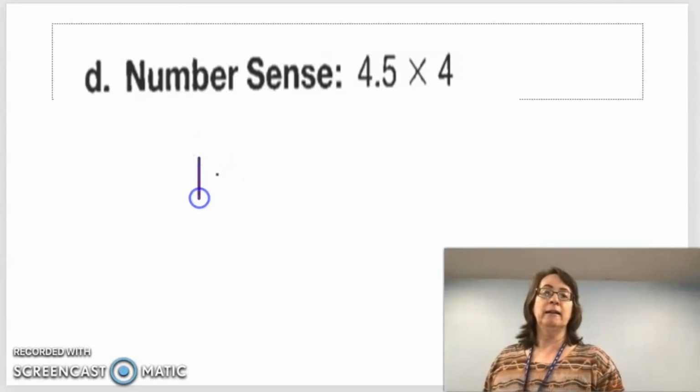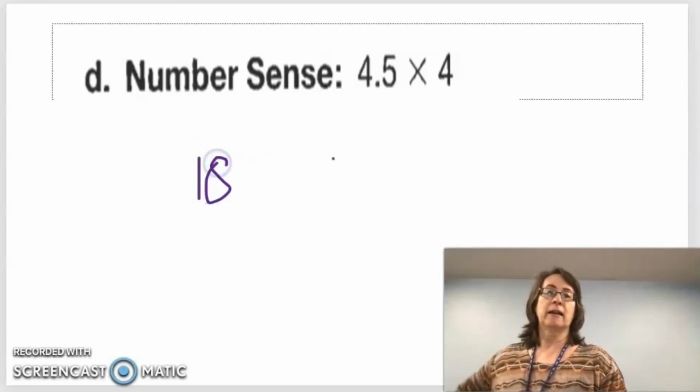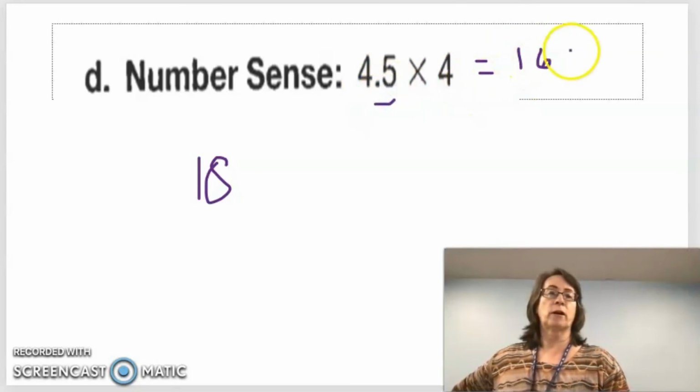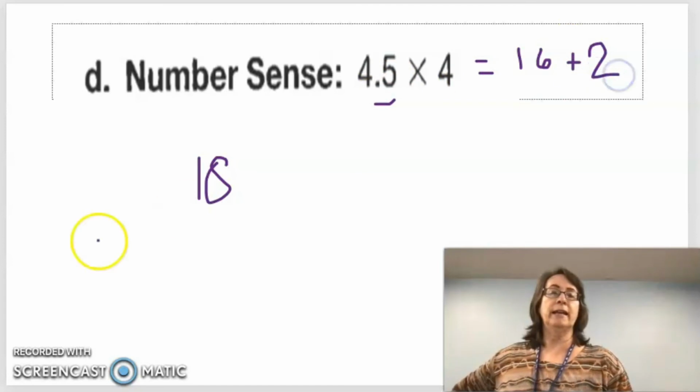4.5 times 4 is? 18. And why? Okay, so 4 times a half. So basically 4 times 4 is 16, plus a half times 4 is 2. So you guys that aren't getting these as fast need to look at the reasoning here.